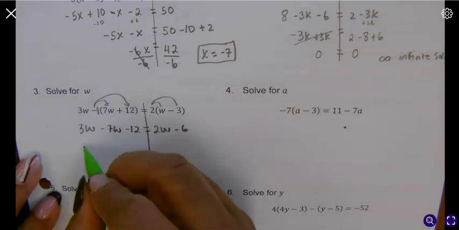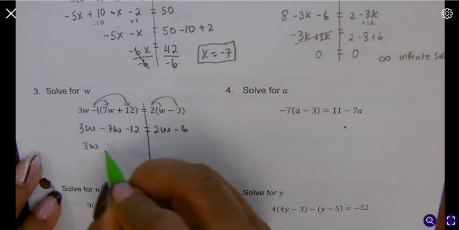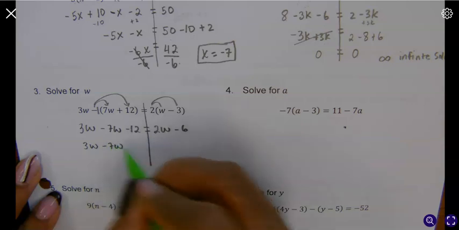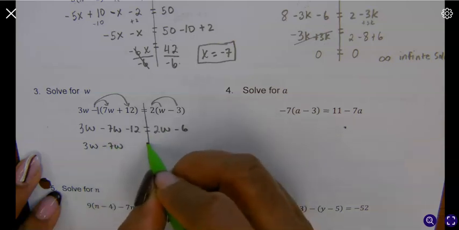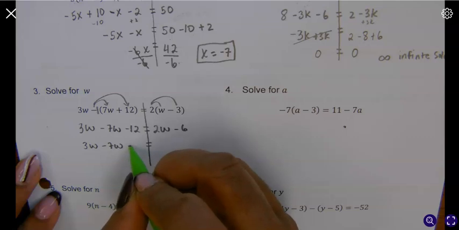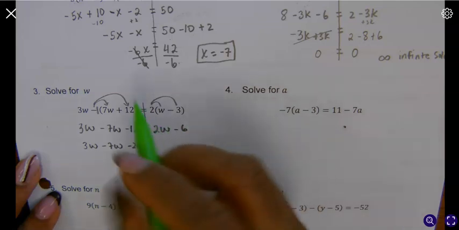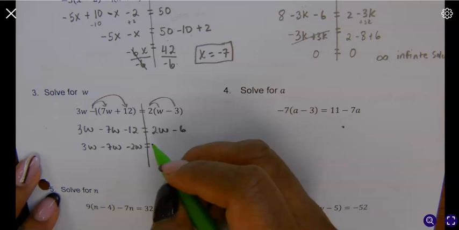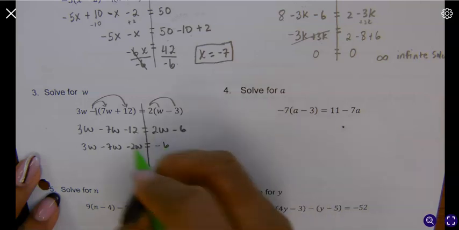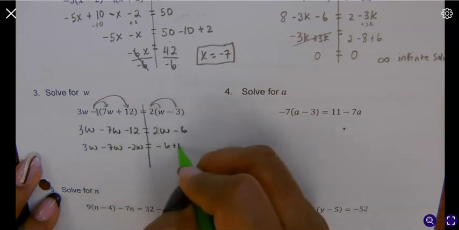Let's move things around here. So I'm going to keep all of the w terms here. I'll go ahead and move the 2w. Since I'm moving it across from the equal sign, it changes signs, and I showed you why up here. And then keep the negative 6, and then move that over here, plus 12.